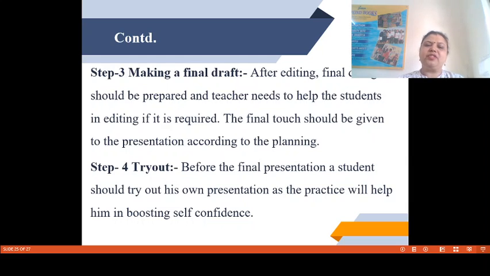Our next step is tryout. Before the final presentation, a student should try out his own presentation, as the practice will help him in boosting self-confidence. And if the child is having any problem or is committing any mistake, that can be modified or rectified during this step.